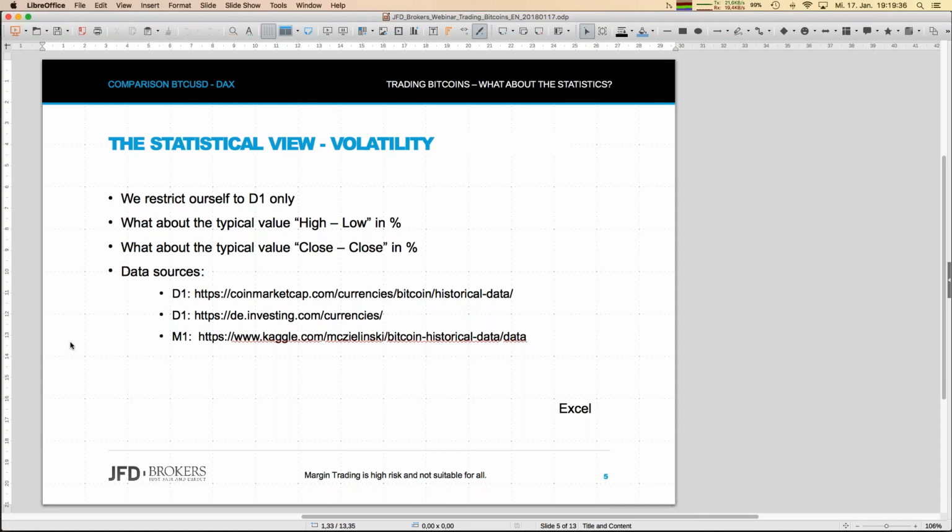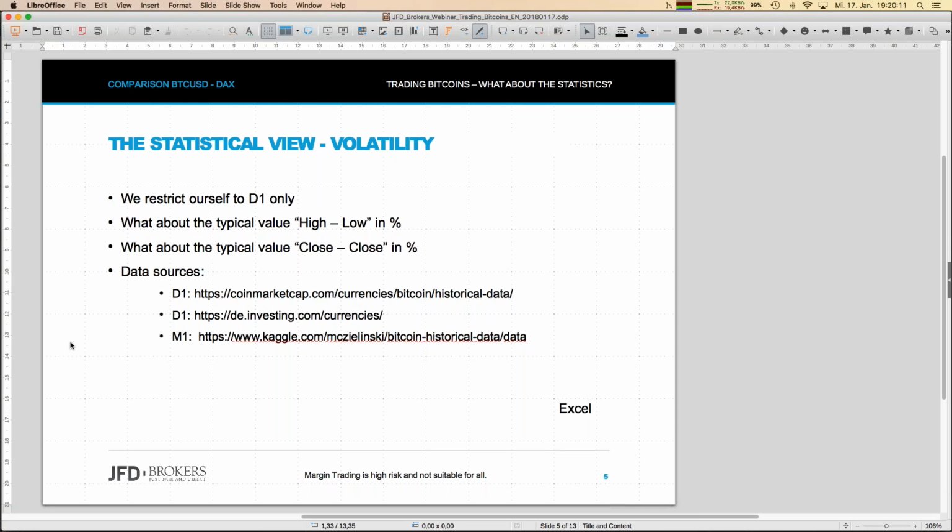I restrict myself to D1, although I would have data for smaller time frames as well. But you will later see that from a trading perspective, going down the road to smaller time frames is not a good idea for Bitcoins, because I give you already the reason here. The relation between movement and spreads is not good enough going to smaller time frames. So let's restrict ourselves to D1, because then we can already learn everything we want to know.